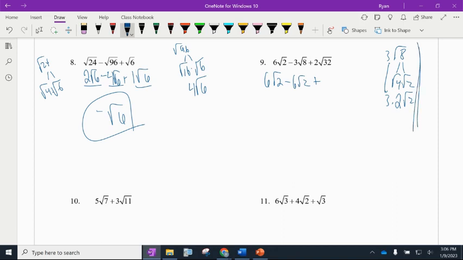Plus, and then we have 2 square root of 32. Breaking this one down, I'm going to use square root of 16 because square root of 16 is 4 with the square root of 2 after that. Bring down that 2 also. 2 times 4 is 8, so it's plus 8 square root of 2. Now, if you add all these together, 6 minus 6 is 0, plus 8 is 8 square root of 2.